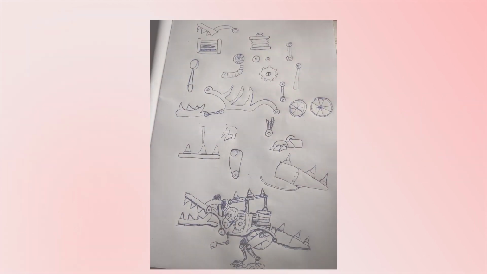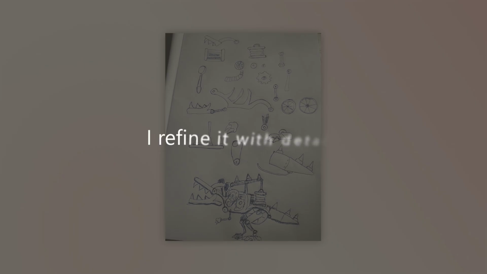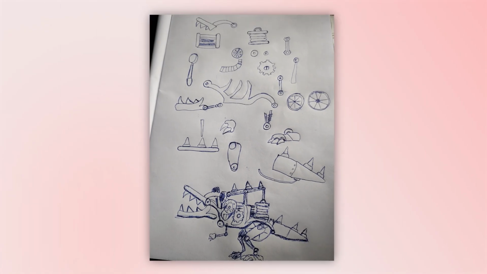I start with a rough sketch looking at the reference, focusing on its silhouette. I start by sketching every part separately so that it would be easier while creating them digitally. Once the base form is solid, I refine it with the details like wires, arm joints, and other attachments.